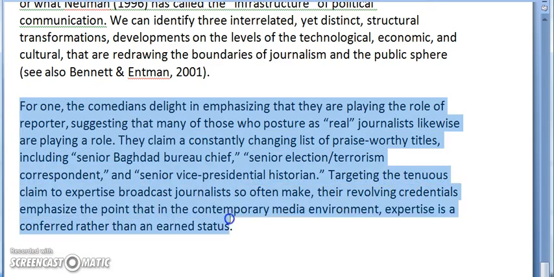For one, the comedians delight in emphasizing that they are playing the role of reporter, suggesting that many of those who posture as real journalists likewise are playing a role. They claimed a constantly changing list of praiseworthy titles, including Senior Baghdad Bureau Chief, Senior Election Terrorism Correspondent, and Senior Vice Presidential Historian, targeting the tenuous claim to expertise broadcast journalists so often make. The revolving credentials emphasize the point that in a contemporary media environment, expertise is a conferred rather than an earned status. These quotes here are sources.